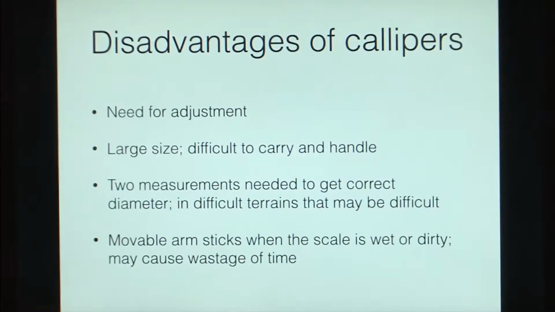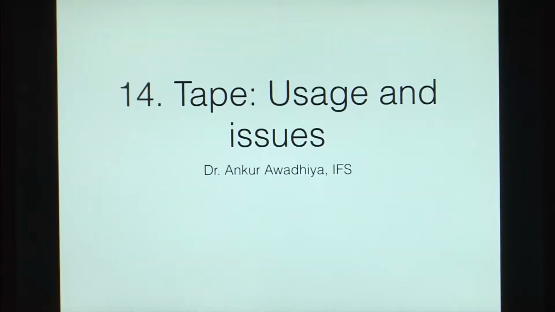But also there are some disadvantages. There is a constant need for adjustment, the size is large, it is difficult to carry, it is bulky. Then you need 2 measurements, whereas in the case of tape you require only 1 measurement. And then the movable arm, because it is a mechanical device, might stick when the scale is wet or dirty, and in that case it might cause wastage of time.